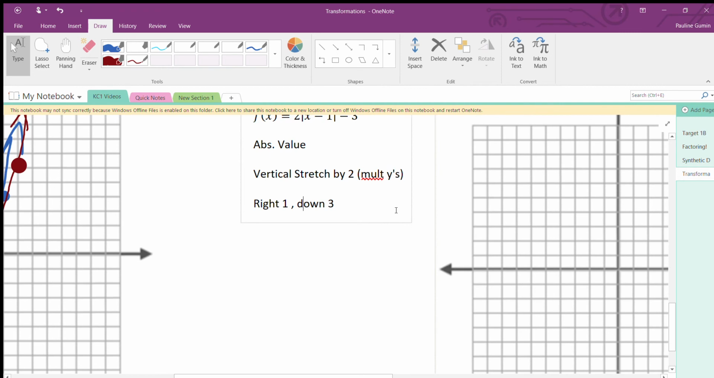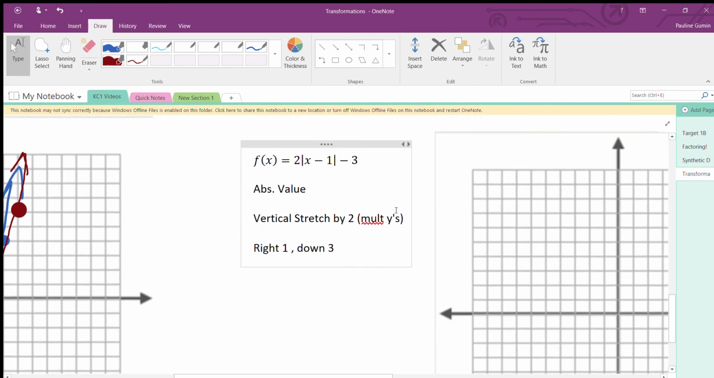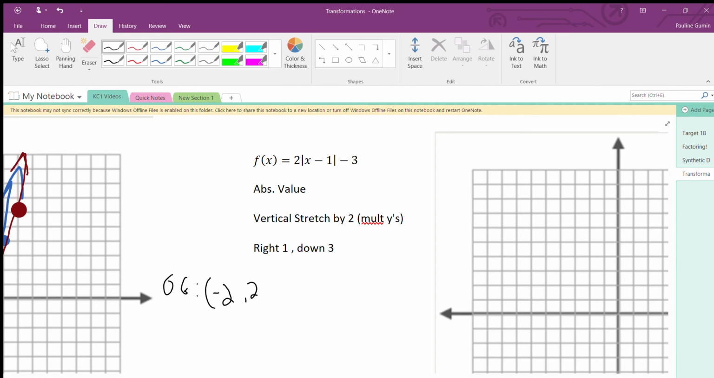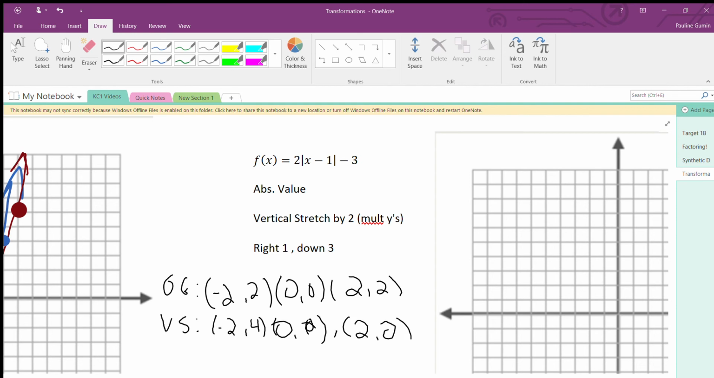I'm going to use some original points of our function to do all of this stuff because it's just going to make life a little easier. My original points, I'm just going to use 3, -2, 2, 0, 0, and 2, 2. The first thing I'm going to do is a vertical stretch. I'm multiplying every single y coordinate by 2.